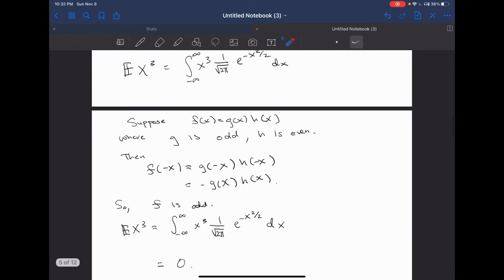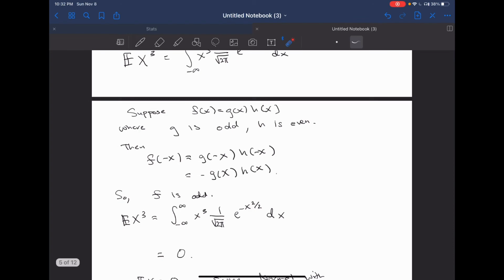If you integrate an odd function over the real line, it's pretty simple to see that it's 0. For example, let's say you have a function that looks like this. So this is sine. If you integrate sine from minus pi to pi, then you can see that these areas are equal to each other, so the integral is going to be 0.